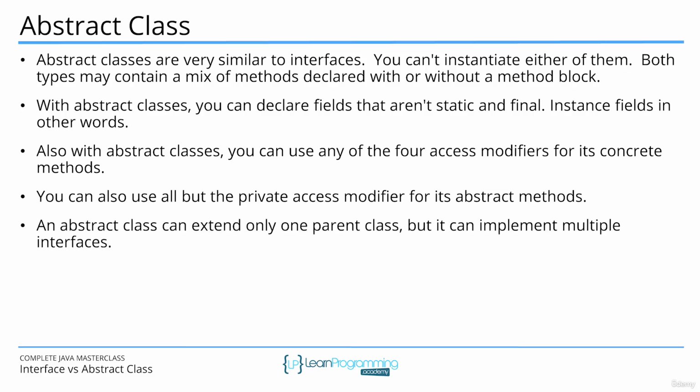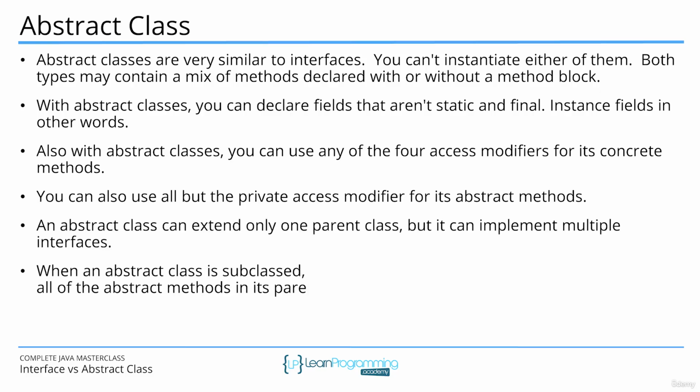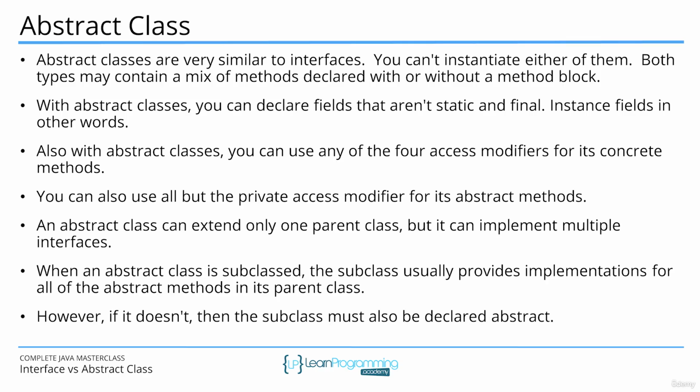An abstract class can extend only one parent class, but it can implement multiple interfaces. When an abstract class is subclassed, the subclass usually provides implementations for all of the abstract methods in its parent class. However, if it doesn't, then the subclass must also be declared abstract.